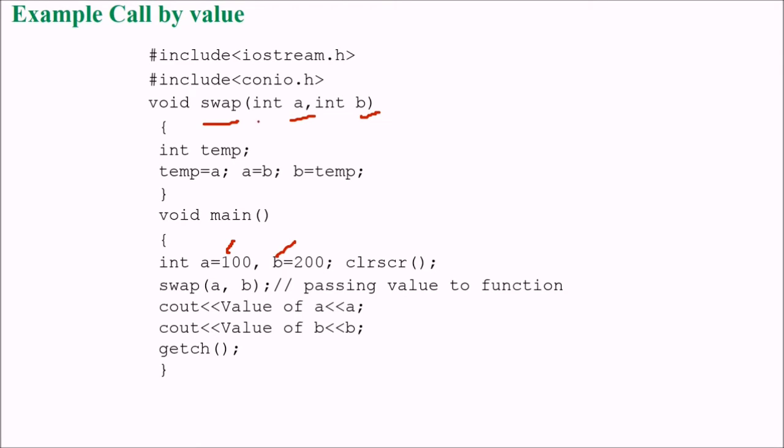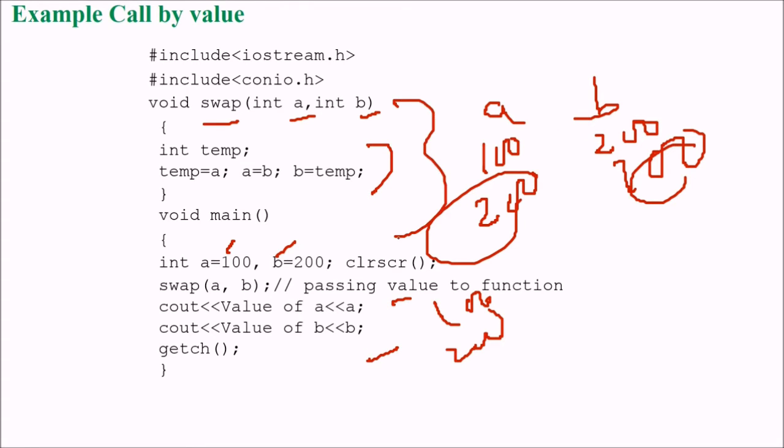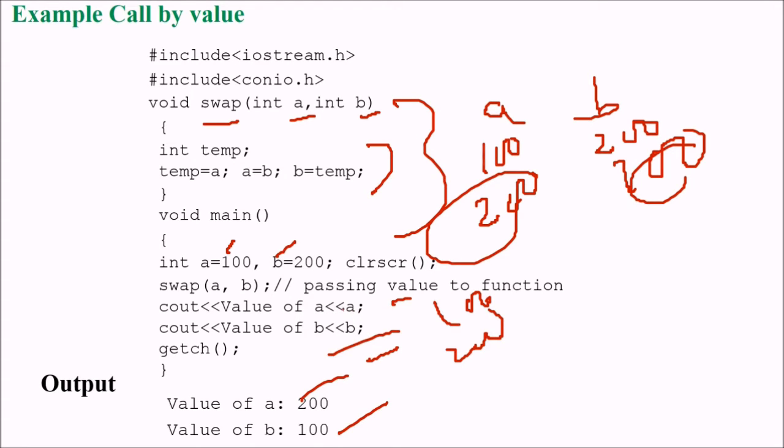So 100 and 200 are going to be passed. What we do here is use the swapping function, which swaps the places: if 100 is in a and 200 is in b, after swapping a will contain 200 and b will contain 100. But when we print a and b, it will actually show 100 and 200 only. There will be no change. You require 200 and 100, and you have written a function, but the output will still be 100 and 200.